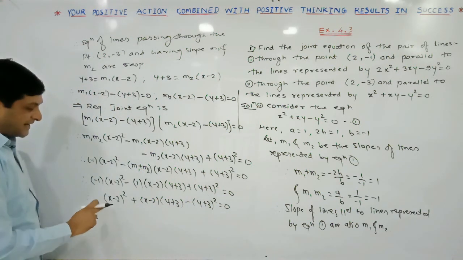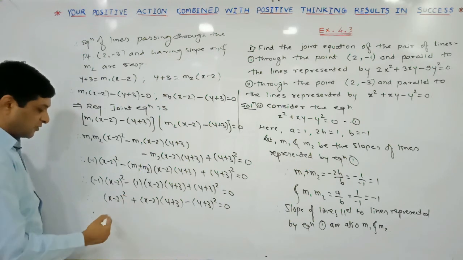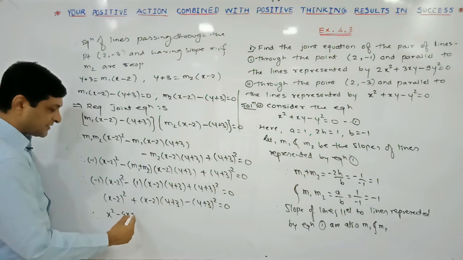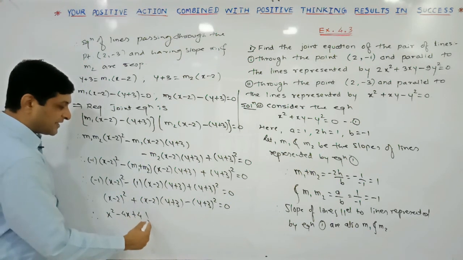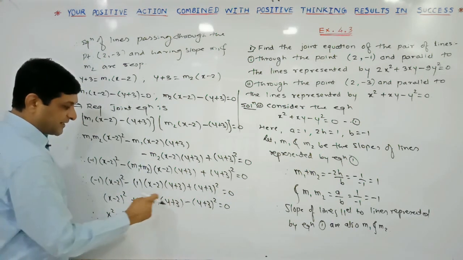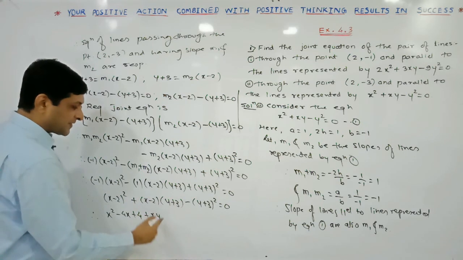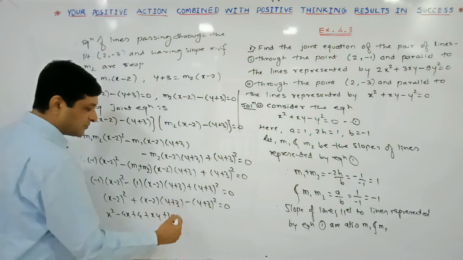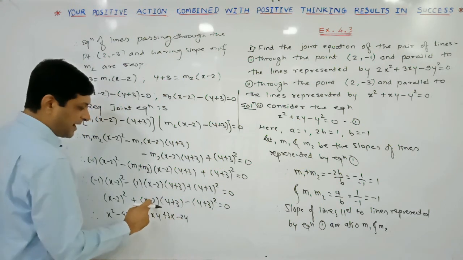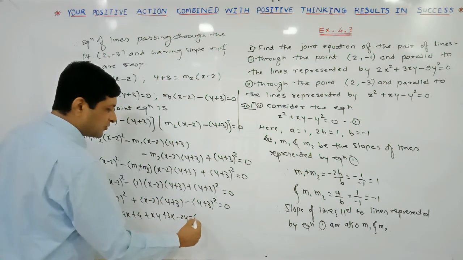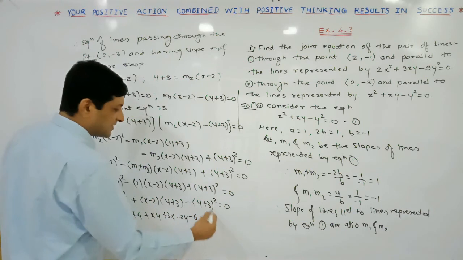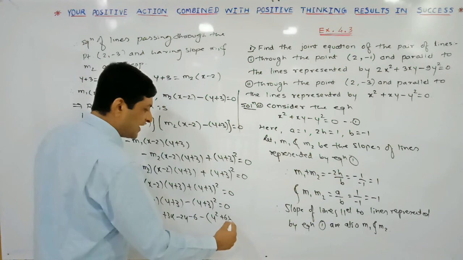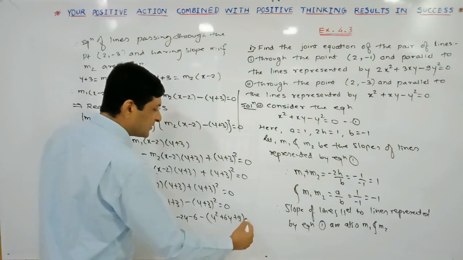Now let us simplify it. What is the expansion of (x minus 2) whole square? That is x square minus 4x plus 4. Now we are taking the product of these two brackets. See what we will get. x into y is xy, x into 3 is 3x, minus 2 into y is minus 2y, and minus 2 into plus 3 is minus 6. Keep this minus as it is. The expansion of this bracket is y square plus 6y plus 9, equal to 0.